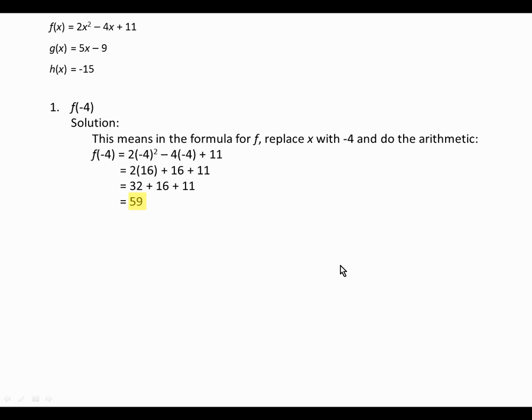So our final answer is 59. Now, a warning. Do not write f of x equals 59 or x equals 59. They're wrong. It is f of negative 4 that is 59.